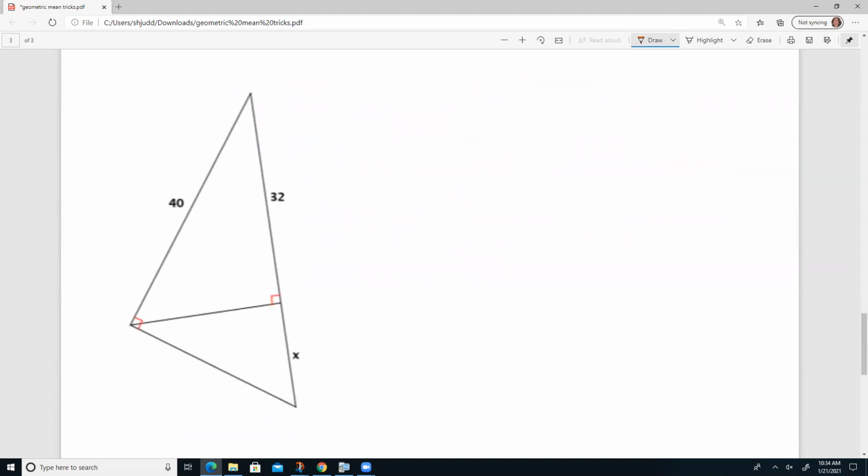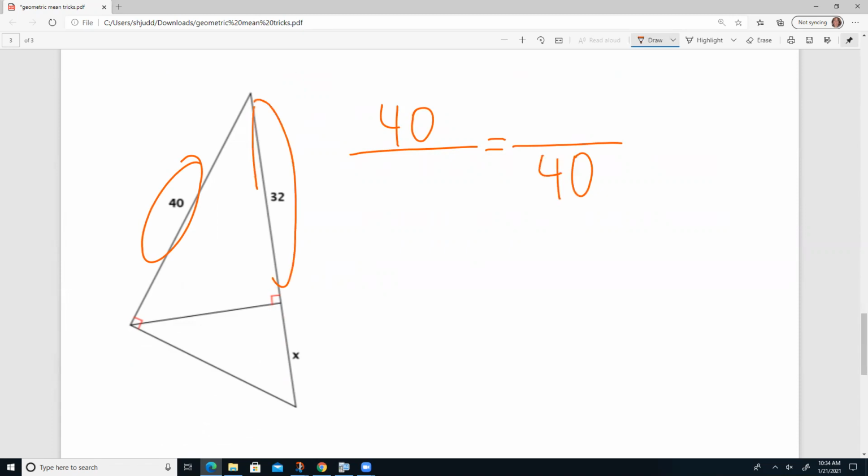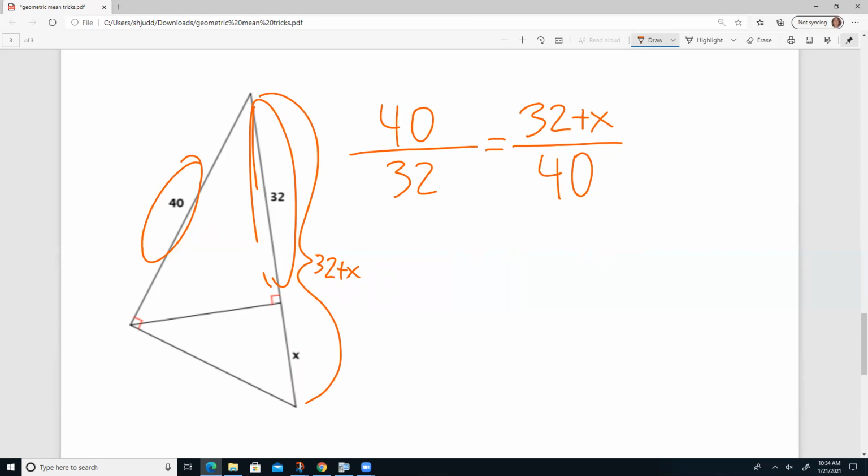Look at this one. Again, we have a leg. So our leg is what's going to double. And then we have the part of our triangle close to the leg. And then we have our entire hypotenuse. I don't know what 32 plus x is, so I'm just going to have to put 32 plus x.